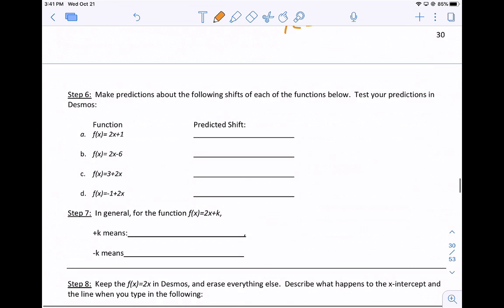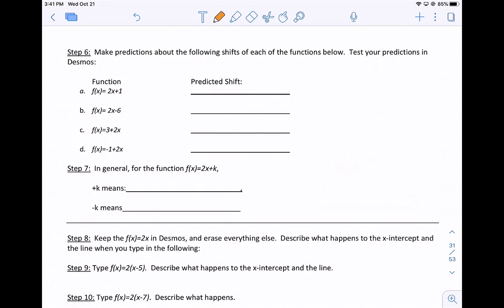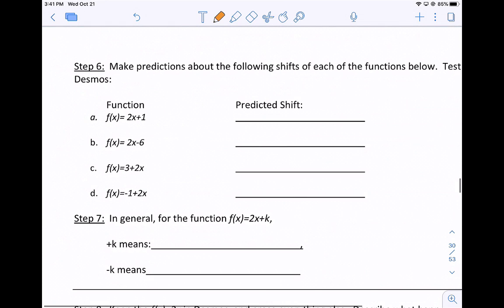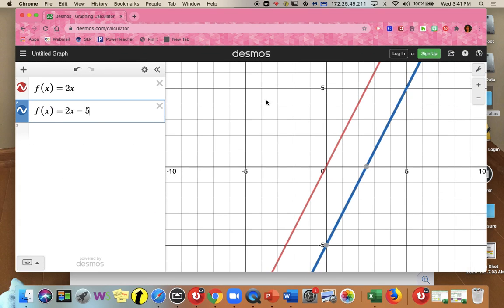Okay. So then it says make predictions about the following shifts of each of the functions below. Test your predictions in Desmos. So like the first one, I would see 2x plus 1, and I'm going to predict that that is going to go up 1 unit. So then again, to check my prediction, I'm just going to use my blue graph as my second graph, and I'm just going to change this to plus 1. And we can see that yes, every point did shift up 1 unit.